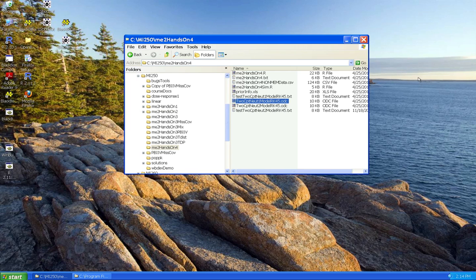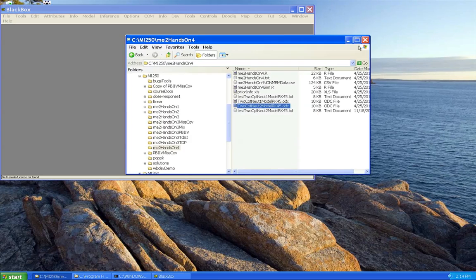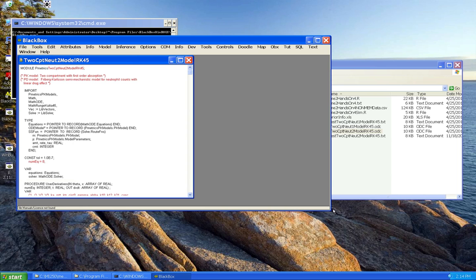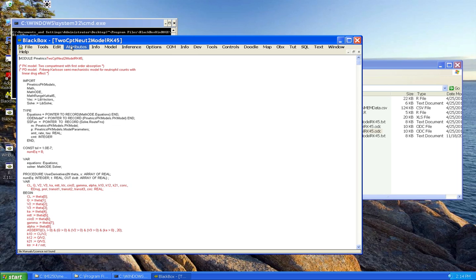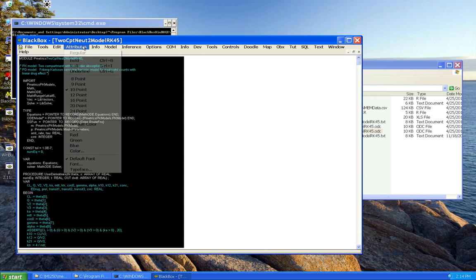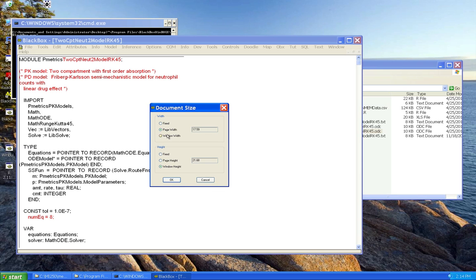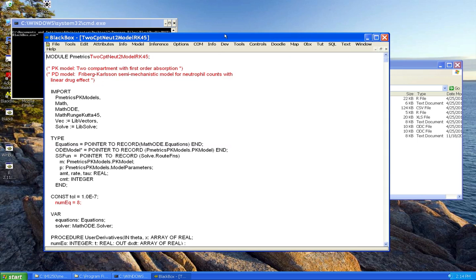In this case, it's actually a fairly small change from that original one. But let's go ahead and take a look at it. And let me fire up our BUGS WinBUGS here, or black box WinBUGS, that is. Let me pull that in there. So this is the 2CPT NEUT2 model RK45. Let's go ahead and make things a bit bigger here. Okay, so this is the model that we're building here.